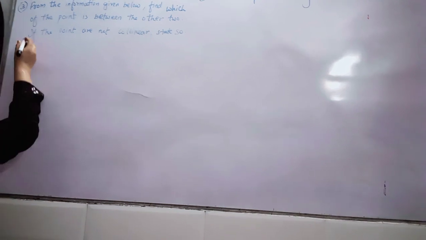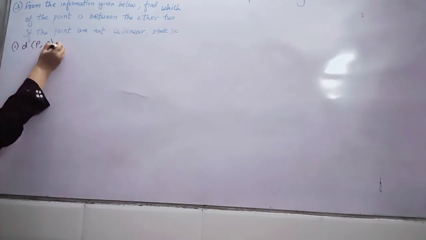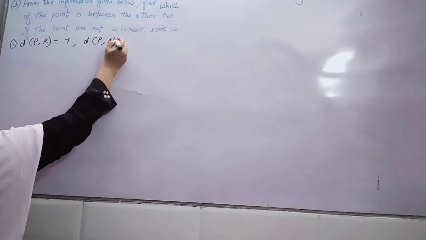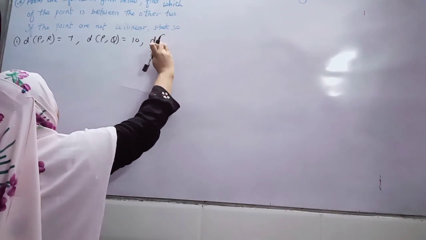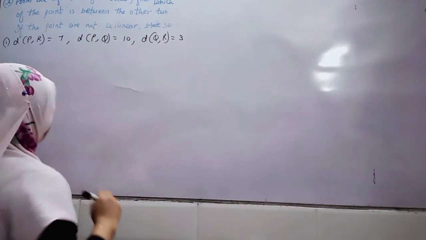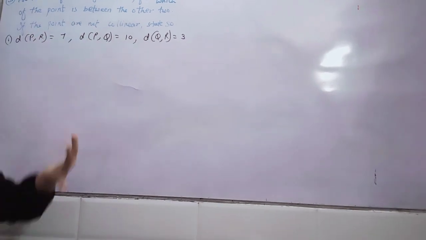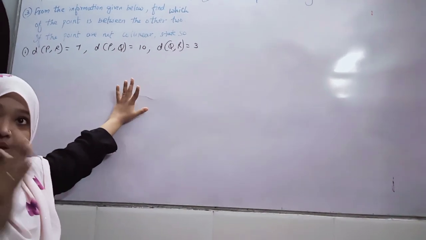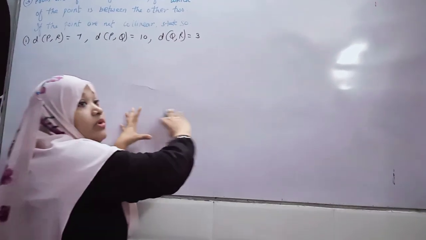Come on. First question. The distance between P and R is given as 7. The distance between P and Q is given as 10. And the distance between Q and R is given as 3. Students, what is the question? We have to find which point is between the other 2 points. If they are collinear, we can say which point will come between. If they are non-collinear, the points do not come in one straight line.